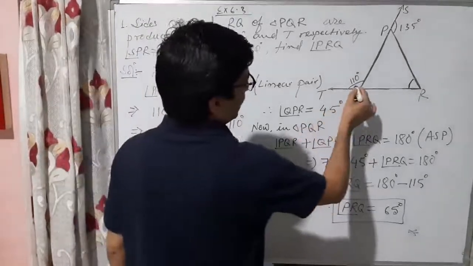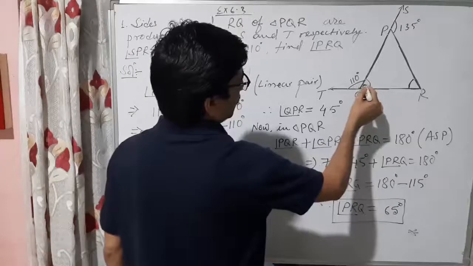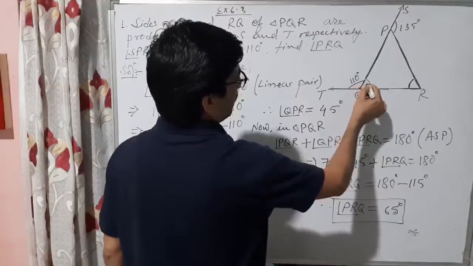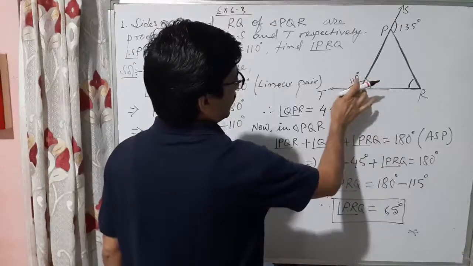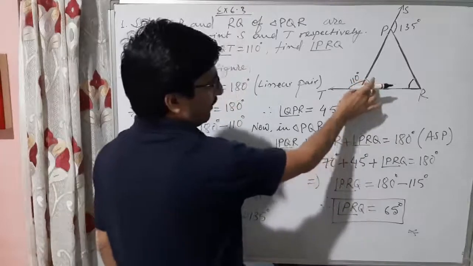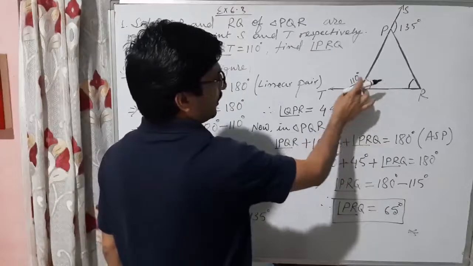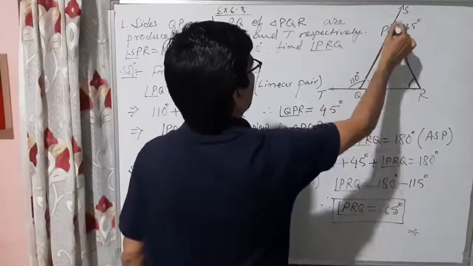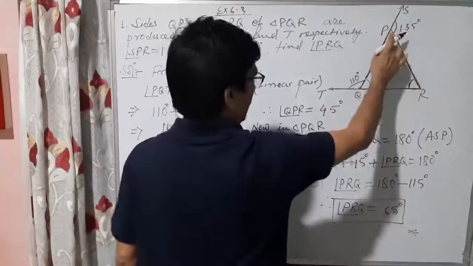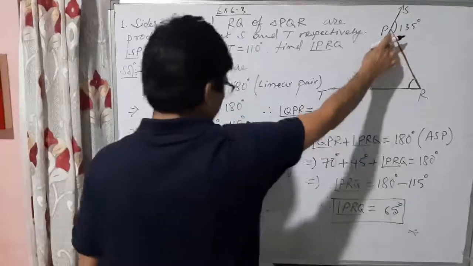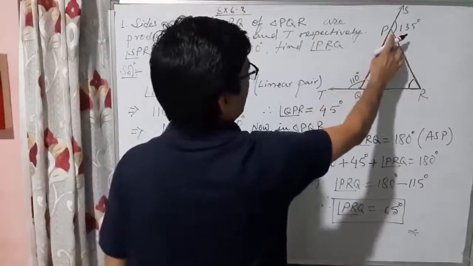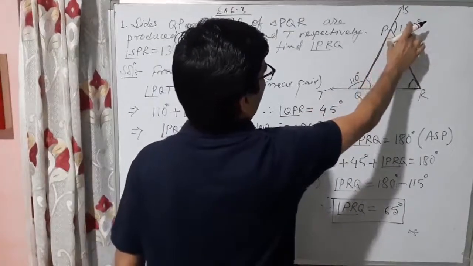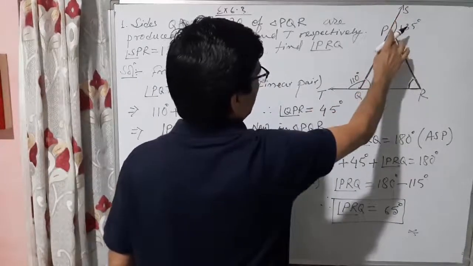Check this angle and this angle, linear pair. So this is 110, this will be 70 degree. Am I right? This one is 110, this will be 70 degree, because these two are a linear pair. Similarly, these two angles are a linear pair. This one is 135, and this is 45, that will be 180 degrees. So this will be 45.